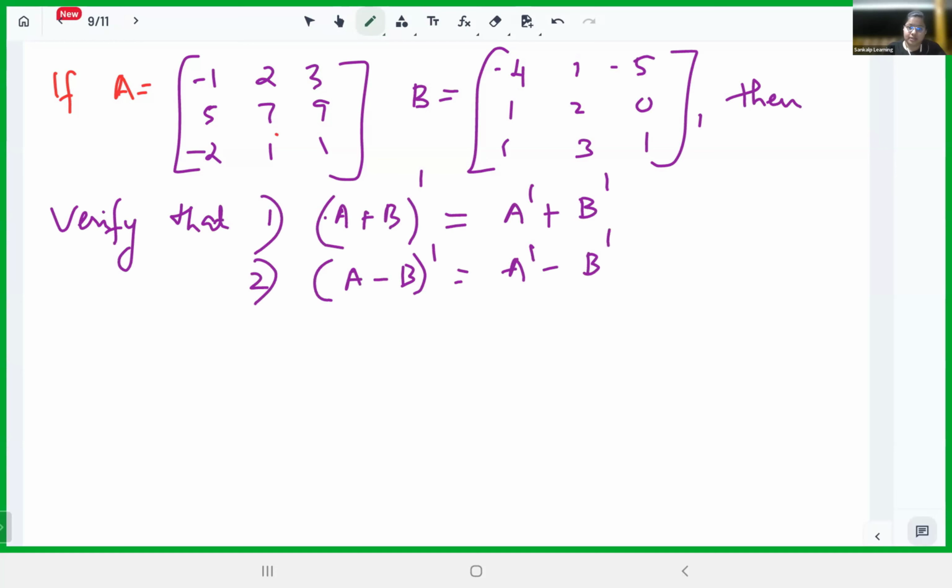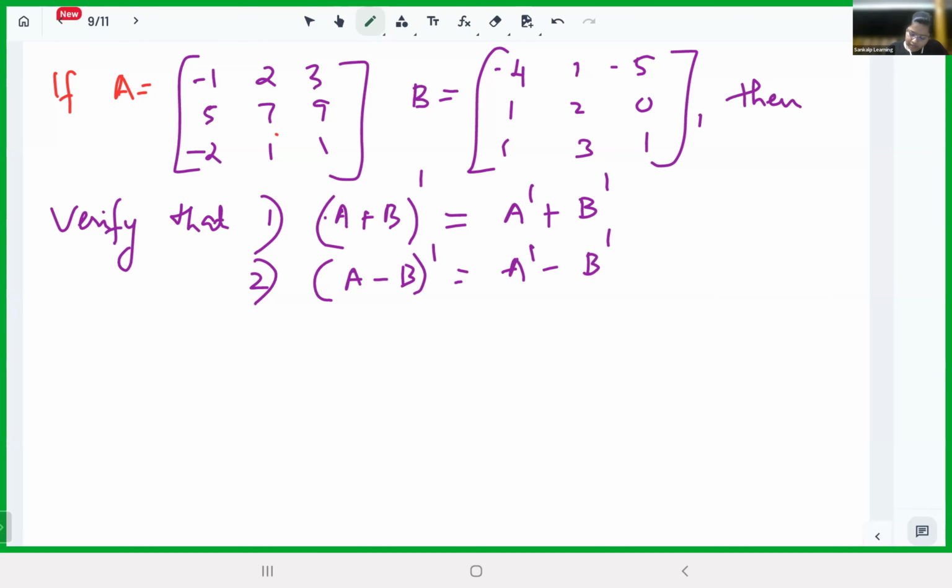So first you consider the first part of the question. That is A plus B, the whole transpose is equal to A transpose plus B transpose. You have to verify that thing. Okay. So for that, first you have to find out what is A transpose and what is B transpose. Similarly, you have to find out A plus B. And then you have to find out the transpose of A plus B also.